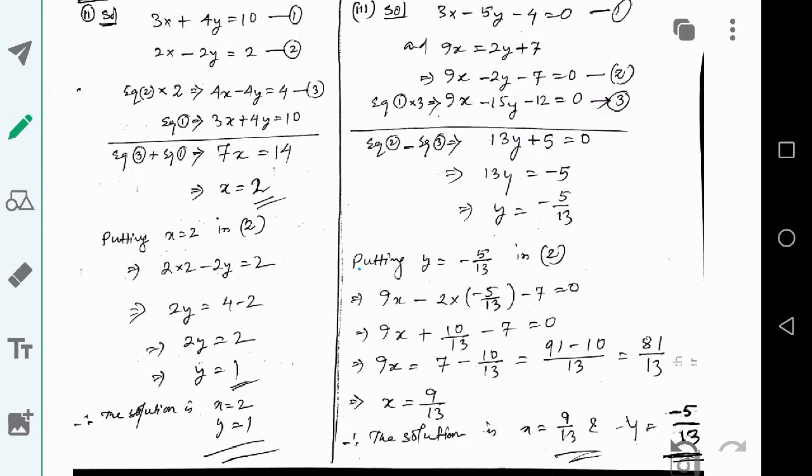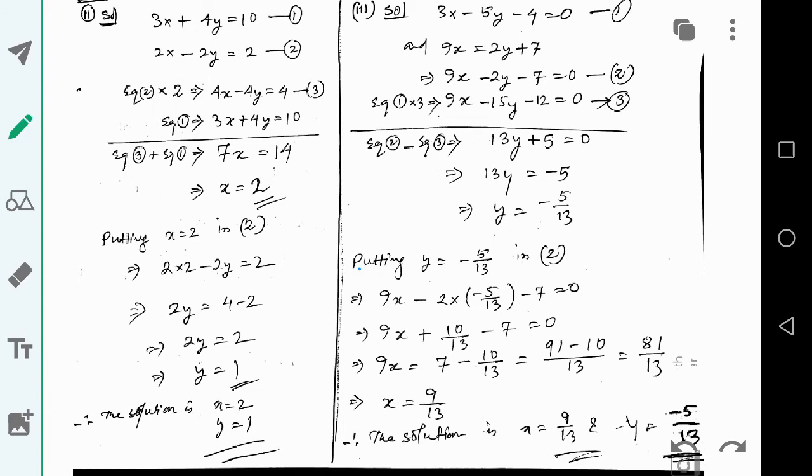So this is the second pair of equations. Here you see, the first equation is thrice x plus 4y is equal to 10, and the next one is twice x minus twice y is equal to 2. Okay, what is the first step? First we need to make the terms which we want to eliminate equal. So you may eliminate the term consisting x as well as y.